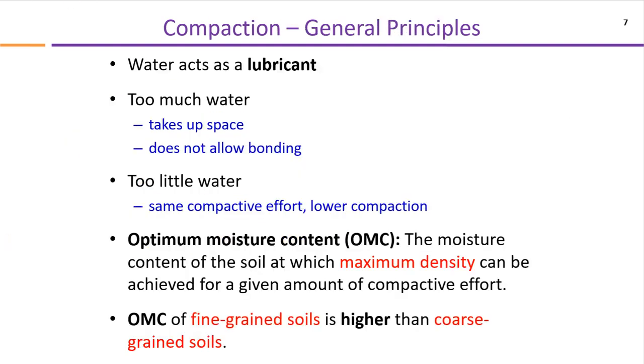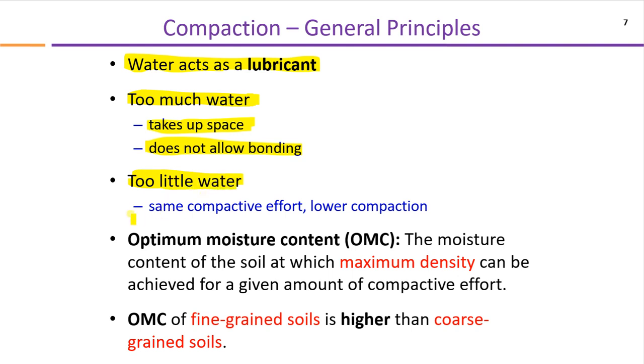So here, let's look at general principles. We add water into the soil and then we compact. Water is going to reduce the friction among the particles. It acts as a lubricant. But if we put too much water, then it is not good. Why? If too much water is added, the soil is going to become too wet, and the water is going to take up spaces between the particles, and the bond will not develop, and the soil density is going to decrease.